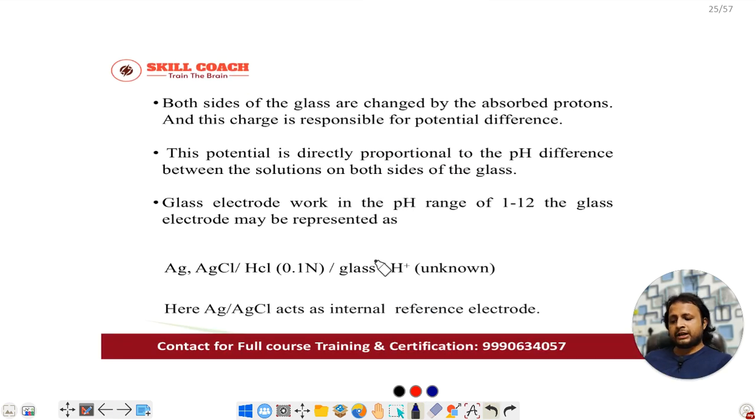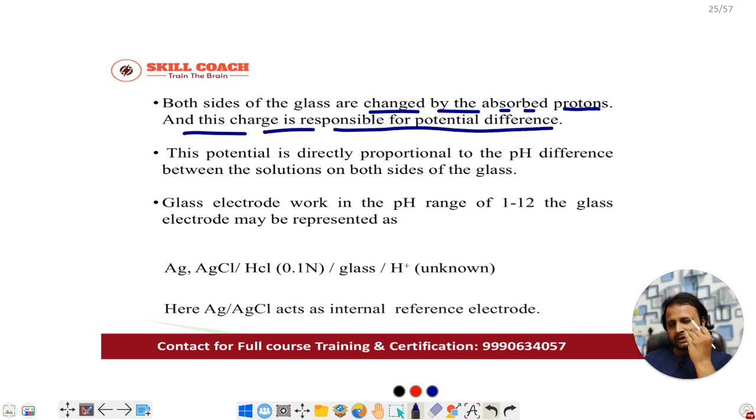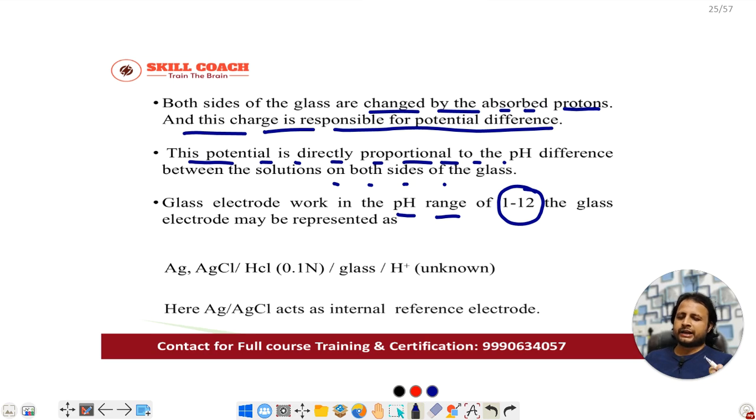So both sides of the glass are changed by the absorbed protons, and this change is responsible for the potential difference. And this potential is directly proportional to the pH difference between the solutions on both sides of the glass. The glass electrode works in a pH range of 1 to 12. That means this is valid for both acidic and basic solutions. And the electrode we can represent something like this. That means AgCl is converted to HCl, and glass is as plus, and AgCl acts as an internal reference electrode.